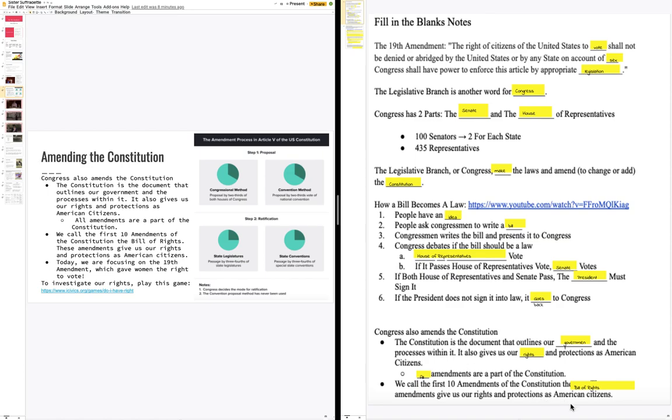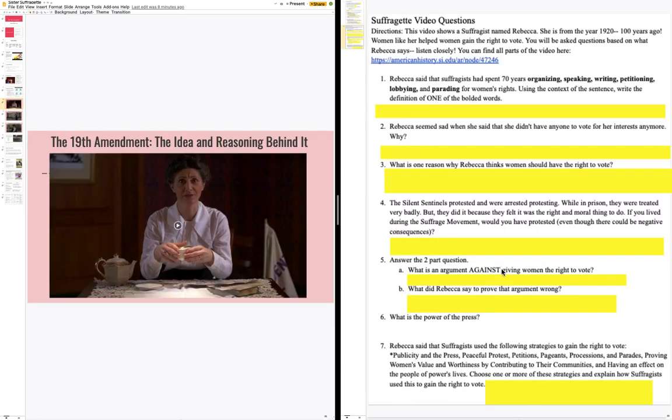So, the Bill of Rights is a part of the Constitution. All the other amendments are also a part of the Constitution. However, they are not in the Bill of Rights. The Bill of Rights is only the first 10. Okay? All right. So now go ahead and watch the video about the suffragist.